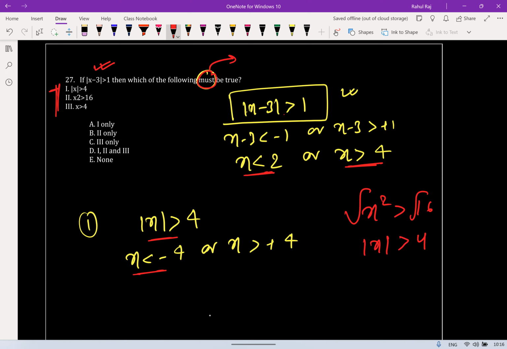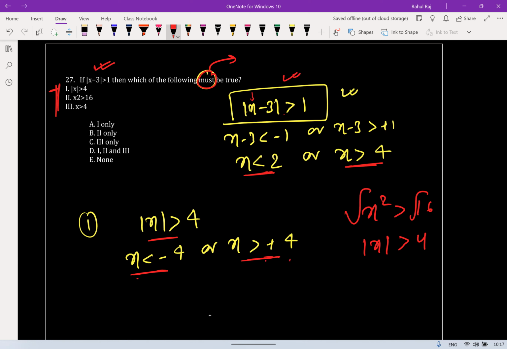No, but in this case, I'm understanding that if you take x less than negative 4 or x greater than 4, mod of x minus 3 is greater than 1, right? Take any value x less than negative 4 and put it over here and play here. You will see mod of x minus 3 is greater than 1.